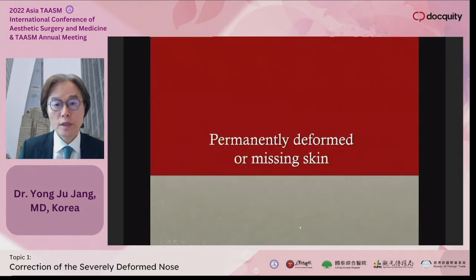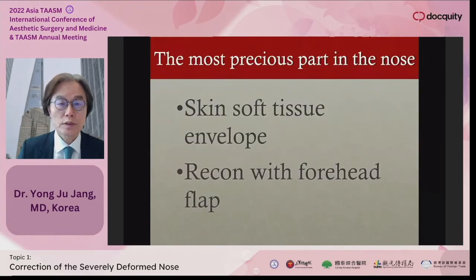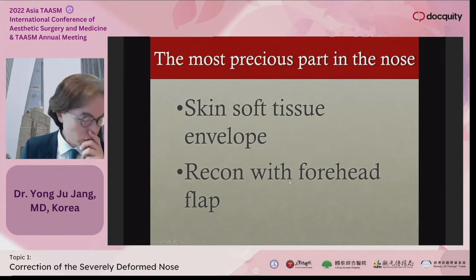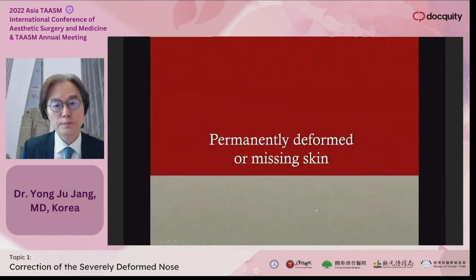So the most difficult problem we have in revision rhinoplasty and deformed nose is permanently deformed or missing skin. So I want to emphasize that the most precious part of the nose we have to respect is the skin soft tissue envelope. In the worst scenario, we have to consider reconstruction with a forehead flap. So think about preserving the skin every time you do rhinoplasty.